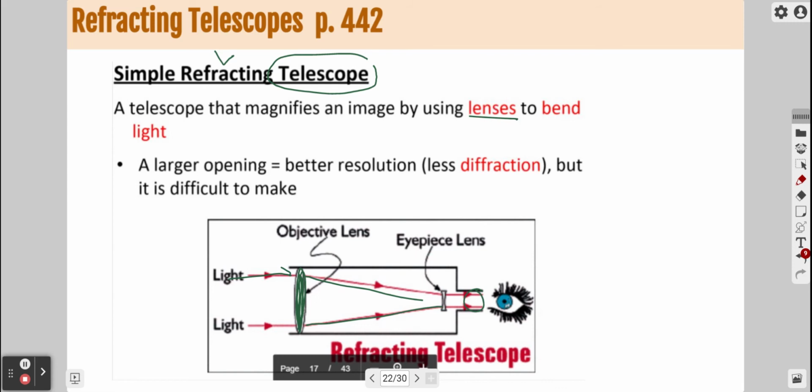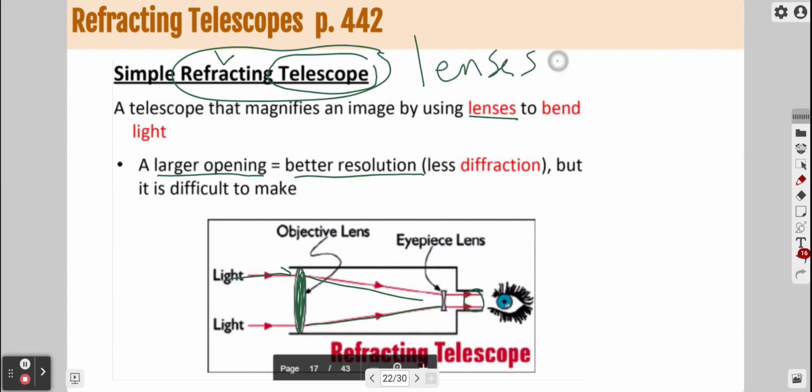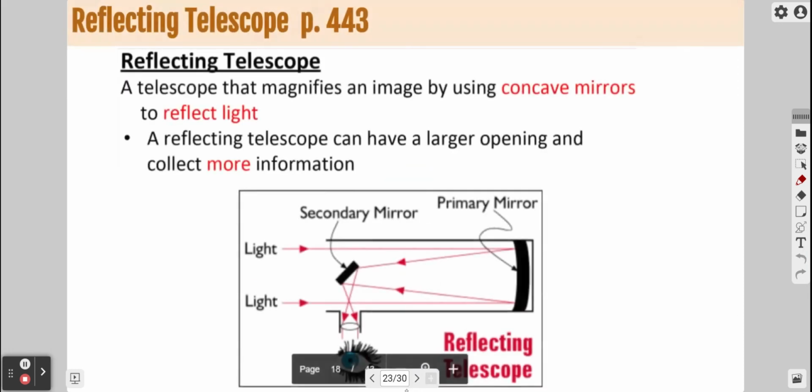Also, if you have a larger opening, you can get better resolution. All right, but we don't really need to go into much more detail. All you need to know about refracting telescopes is that they use lenses, and they work on the principle of bending light. Okay, that's the key piece that you need to know. There are so many details about these, but you don't need to go crazy.